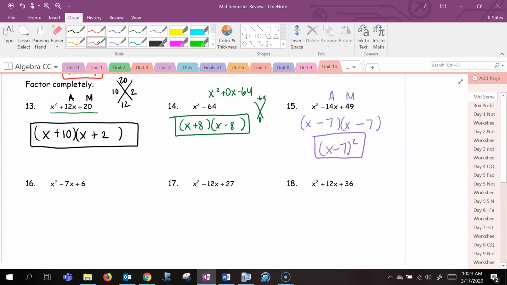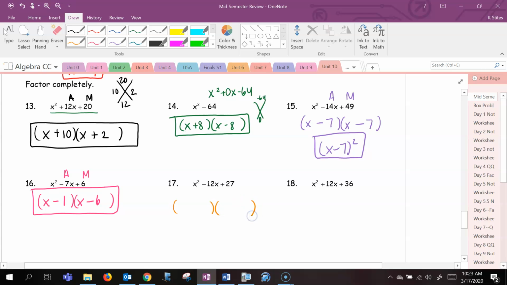Hey, 3 more. We're going to multiply to 6. We're going to add to negative 7. So again, I'm multiplying to a positive. My signs have to be the same, but I'm adding to a negative. So that means both of these are negatives, and that's going to be 6 and 1. 6 plus 1 is 7. 6 times 1 is 6. But again, we have negatives here, so that's why we add to a negative 7. Same with this guy, multiplying to a positive, adding to a negative, so that will be 2 negatives once more.